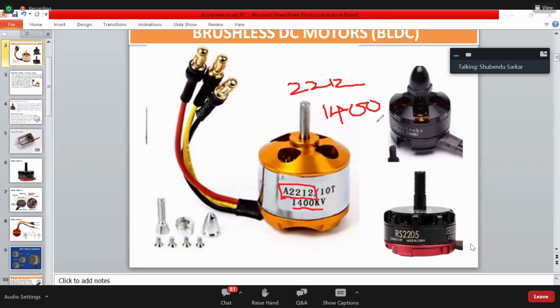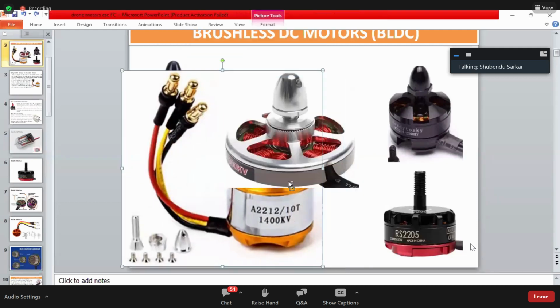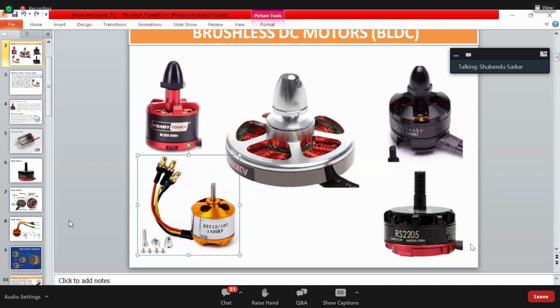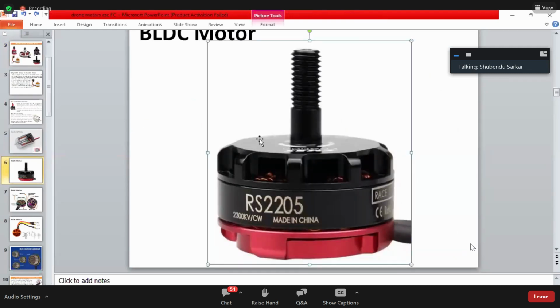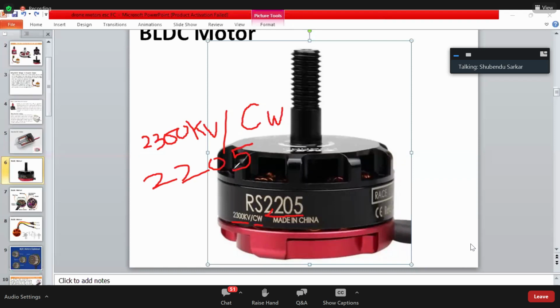First of all, we have to understand what these specifications are. Let me explain this. Similarly, if I'm talking about a different motor, I'm going to pick this one. Over here the information given to us is 2300 kV, and there is one more piece of information, CW. What is CW? We are going to look at that, as well as 2205. The number has been changed, everything has been changed. What is it?